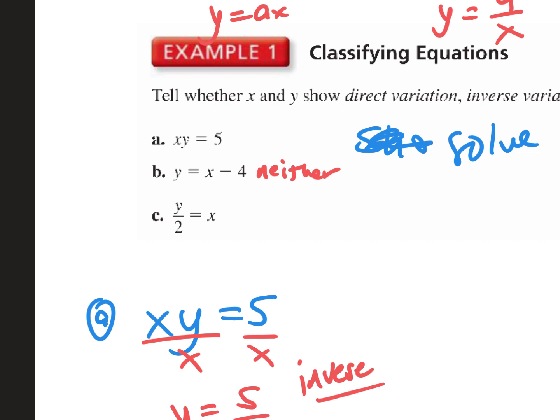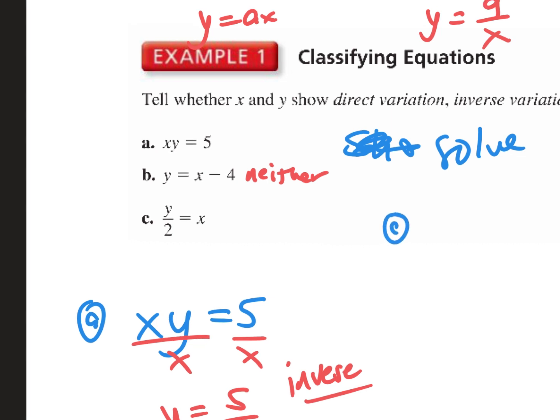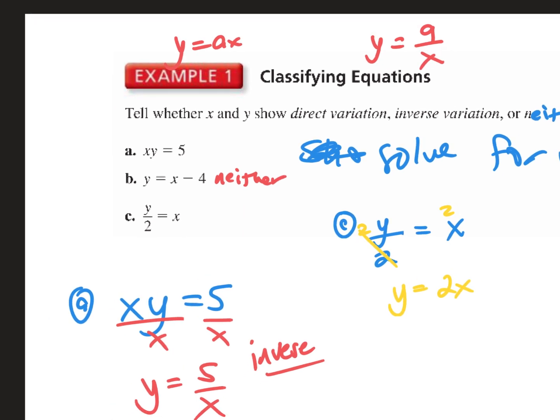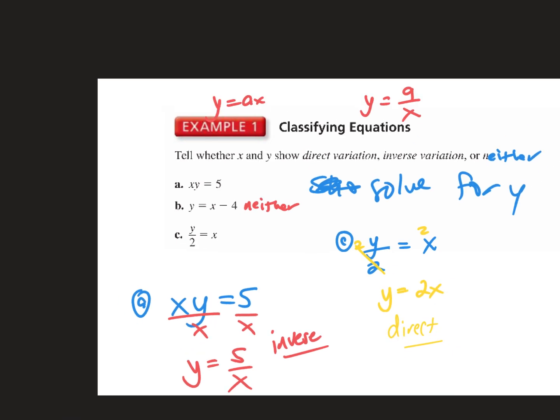All right, let's look at C. Again, how do we do this? You don't just look at the equation itself. You have to solve for what first? Solve for y. So in C, how do I get y all by itself? Multiply both sides by 2. Perfect. So this becomes y equals 2x. What does that match? Direct. In this case, if I asked you guys what your a value was, what your constant is, you would tell me it's what number? 2. In letter A, what is your a value? What's your constant? 5. Okay, good. So those are pretty simple.